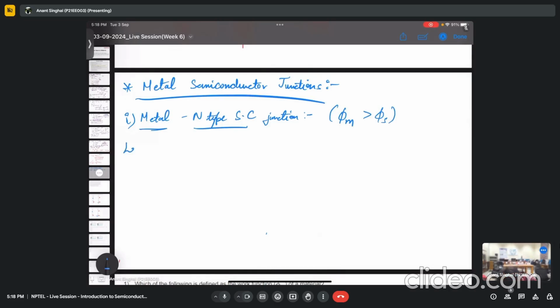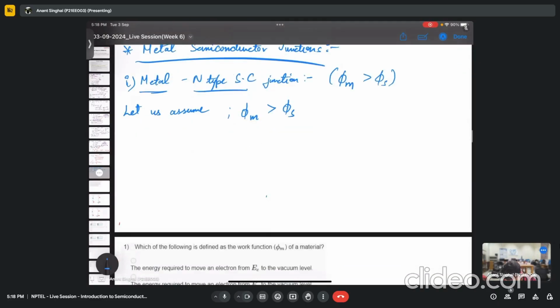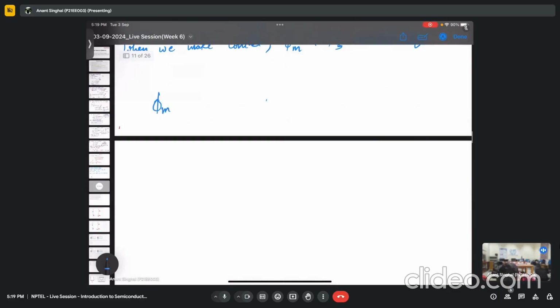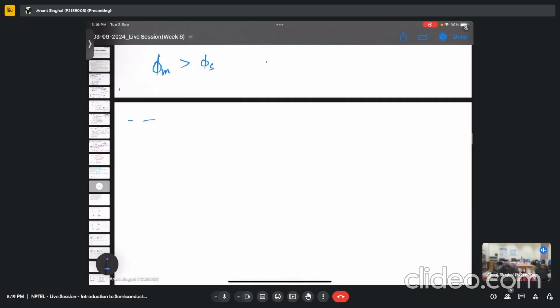So let us assume that the work function of the metal is greater than the work function of the semiconductor. We know that when we make contact, the work function of the metal, let's say I'm denoting it as phi m, and the electron affinity of the semiconductor, let's say chi s, will not change because this is nothing but a material property. So what I'm trying to write here, let me make a band diagram. The case is phi m greater than phi s. Let's say this is some vacuum level.